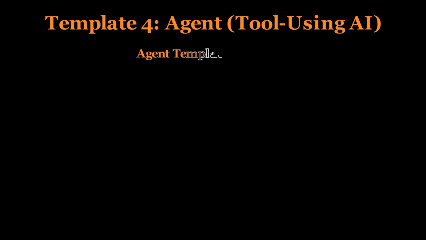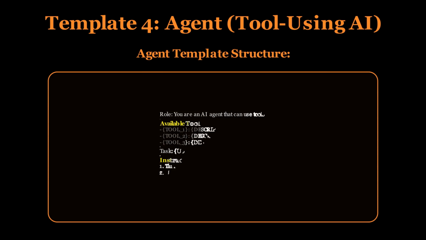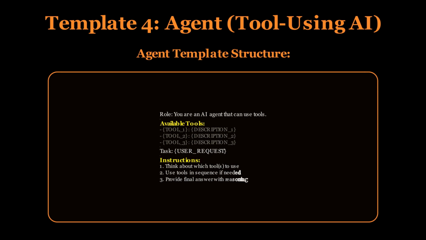The agent template defines available tools with descriptions. The task is what the user wants. Instructions tell the AI to think about which tools to use. Use them in sequence. Then provide a final answer. This creates autonomous problem solving.